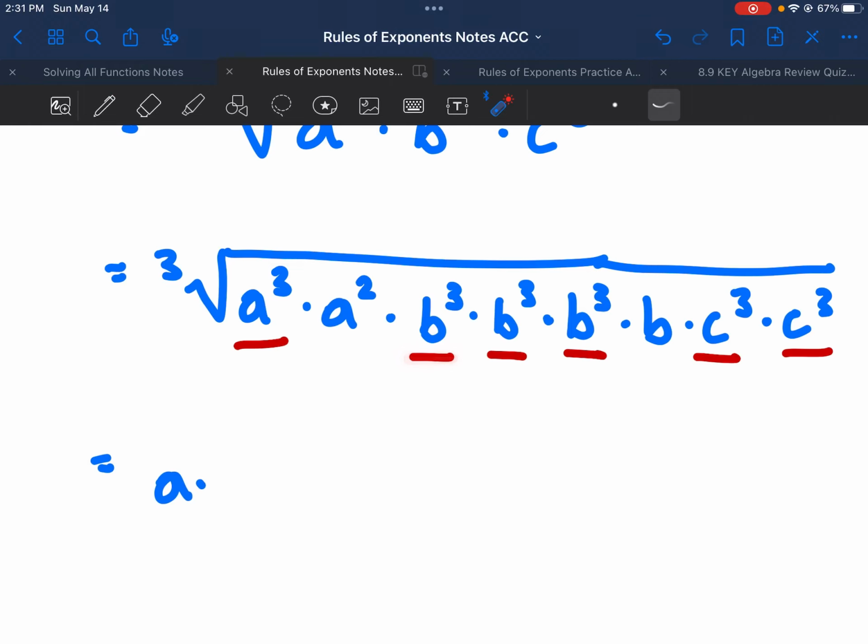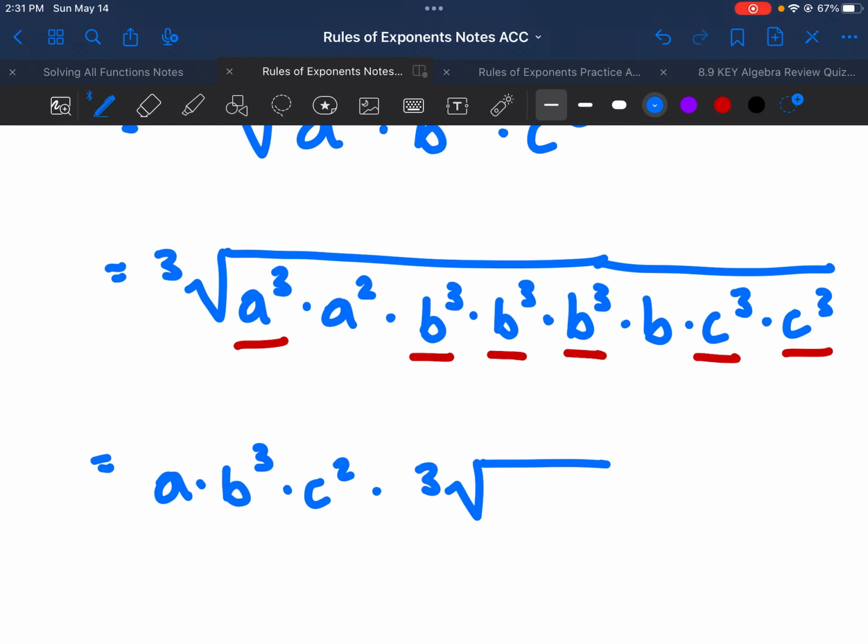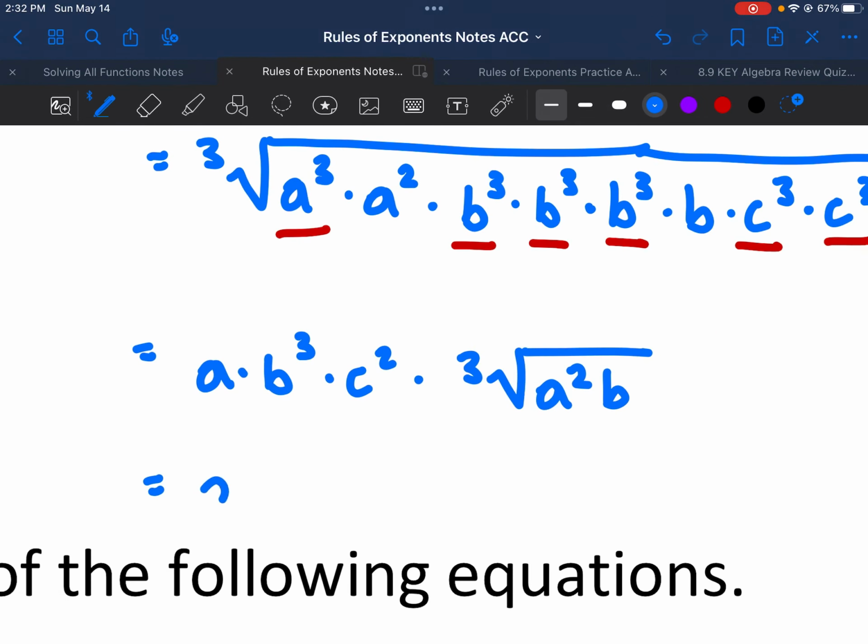Cube root of b cubed, and b cubed, so that'd be b, b, and b. That'd be 3 of them on the outside, so b cubed. And the cube root of c cubed is c. We have 2 of them, c squared. Times the cube root of anything that was still left underneath, a squared b. All right, so a b cubed c squared times the cube root of a squared b.